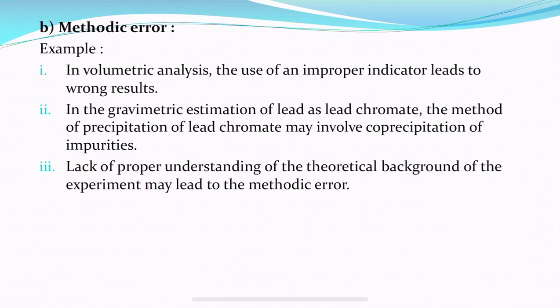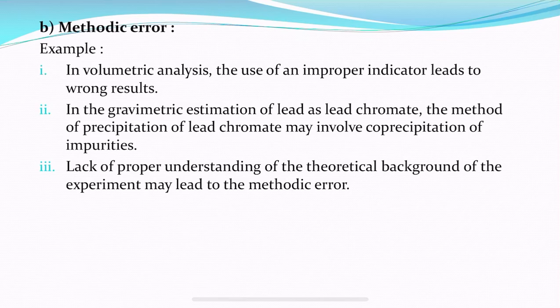Generally, it is very difficult to detect the methodic error, and hence it is most serious among the three types of determinate errors. Okay, so methodic error is quite difficult to rectify. That is because if the method itself is wrong, then we have to check each and every step of the reaction or the experimental procedure. So it is very difficult for us to identify.